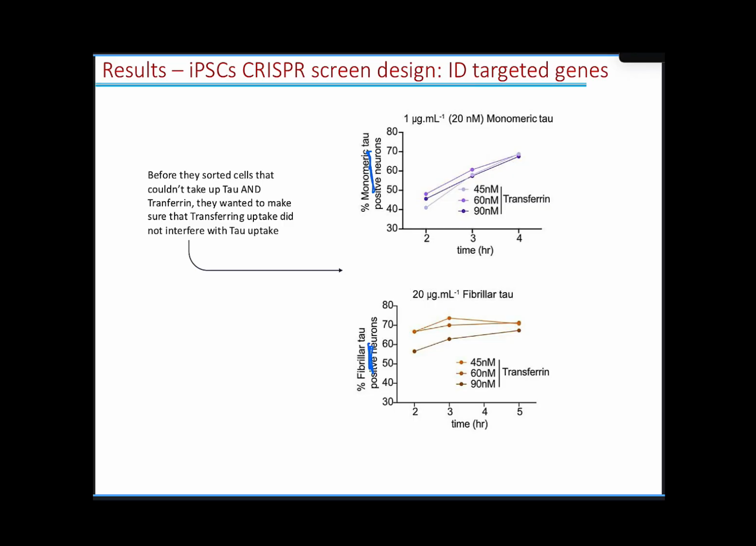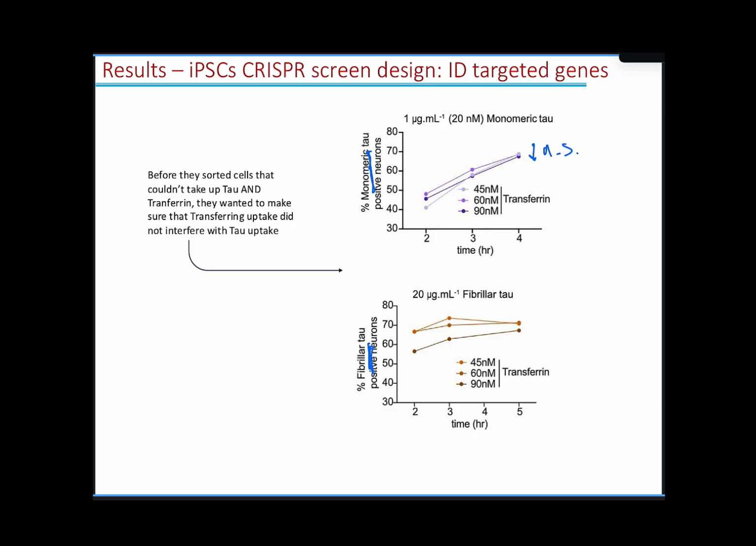And essentially, what they did is measure the amount of fluorescence that was going into the cells. And what you see in both graphs is that there is very little, if any, difference between the curves, meaning that the cells were able to absorb or endocytose fluorescent tau with equal efficiency, no matter how much transferrin was out there too. Does that make sense? So it's just to make sure that increasing amounts of transferrin would not inhibit the uptake of tau.